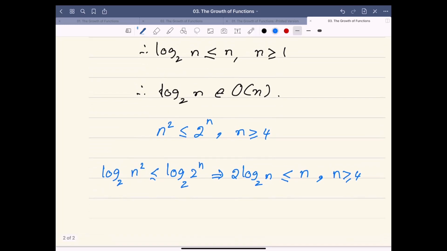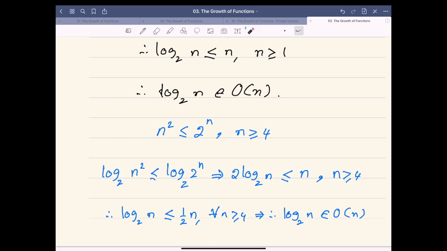Now divide this inequality on both sides by 2. So what we will get? We will get log 2 of n less than or equal to half n for all n greater than or equal to 4, and this implies that log 2 of n belongs to big O of n, which is the same result that we obtained from the previous inequality.